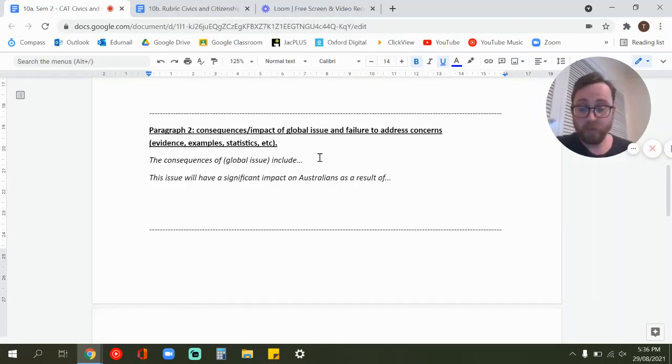And then what is the future impact if we don't do anything? So if this happens today, it's going to kill this many people. It's going to cost this many dollars. But if we don't do anything in the future, by 2030, this is going to happen. So that's what you're talking about in this paragraph. Realistically, you're talking about numbers and names throughout your letter. So you're using evidence, not just in this paragraph, but in the entire letter. However, there's going to be a lot of numbers and names in this second paragraph.